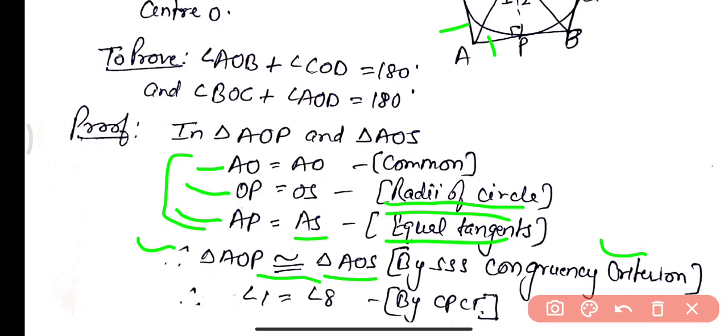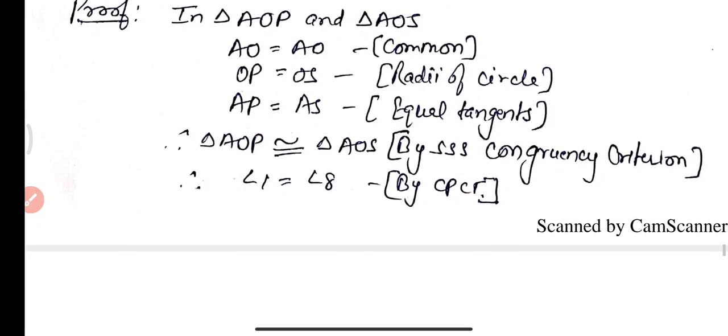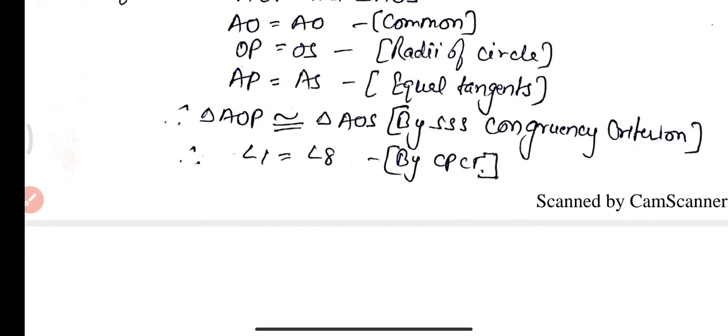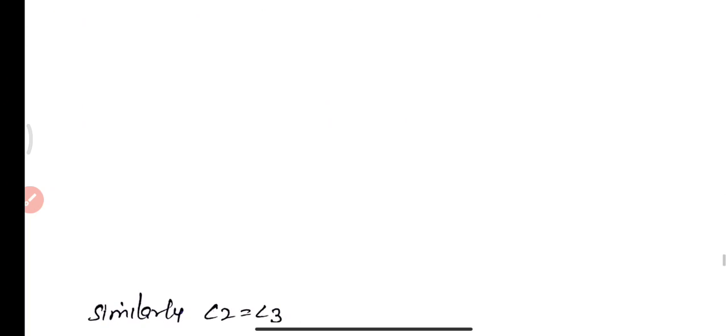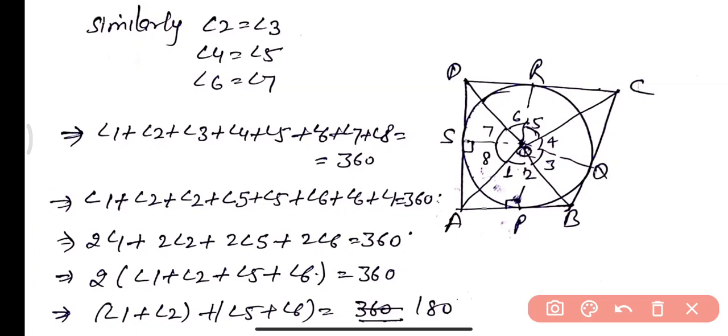These three sides of the two triangles are equal in measure, therefore these two triangles are congruent to each other by the side-side-side congruency criteria. Therefore we can say by CPCT, angle 1 equals angle 8, and CPCT means, as you all know, corresponding parts of congruent triangles. So when two triangles are congruent, all their remaining parts are equal. So angle 1 equals angle 8. Similarly we can prove for other triangles that angle 2 equals angle 3. Similarly 4 equals 5 and 6 equals 7.